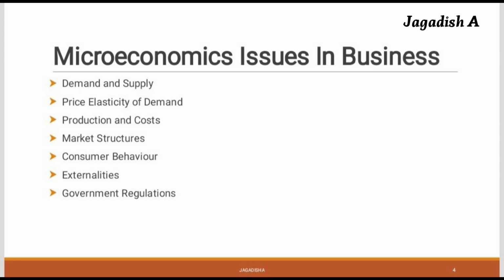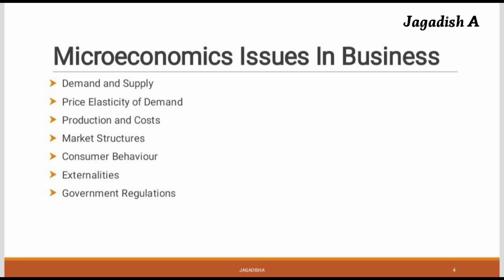Number four, market structure. Now, an example we can consider here is the telecom company in India, which is an oligopoly with a few dominant players like Jio, Airtel and VI. These companies engage in price wars and product differentiation strategies to gain market share, influencing the entire industry pricing and service level. Number five, consumer behavior.